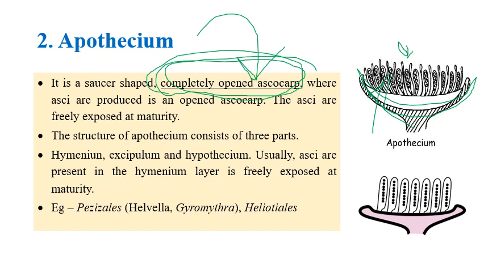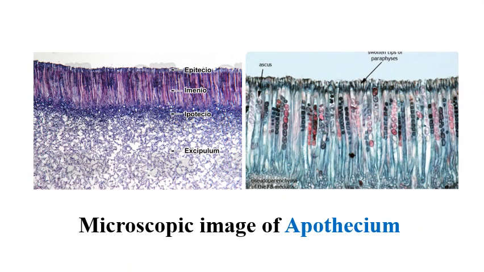For example, fungi like Pezizales, that is Helvella and Gyromitra, and Helotiales, can produce apothecium as a sexual fruiting body. These are all microscopic pictures of apothecium. If you see, it is completely open. It will produce just above this. Completely open, where if you see inside, ascospores are packed, and when the time comes, these ascospores are released from the asci.